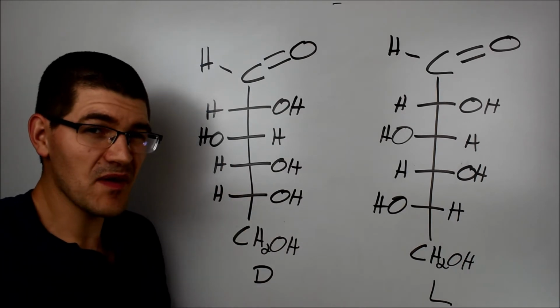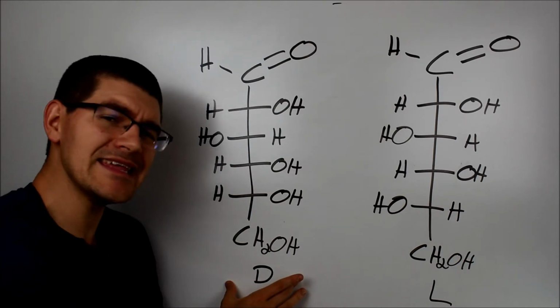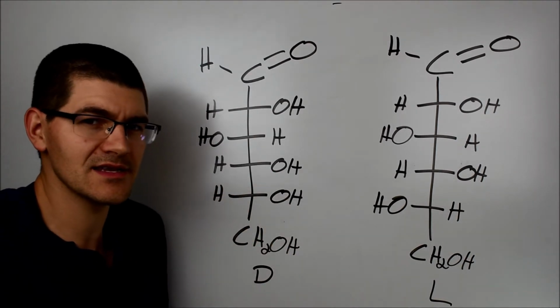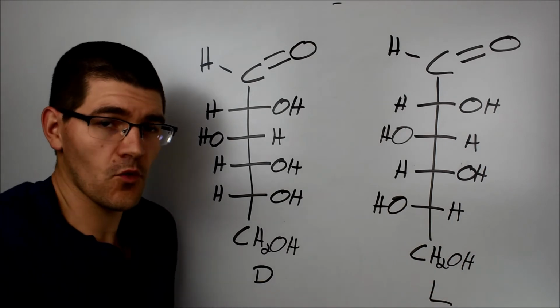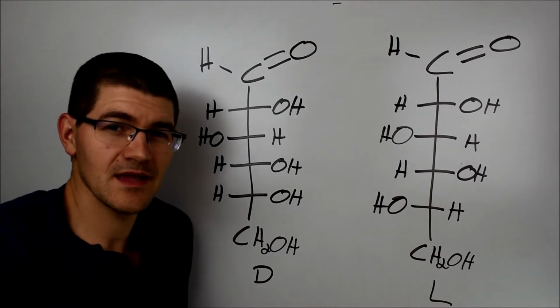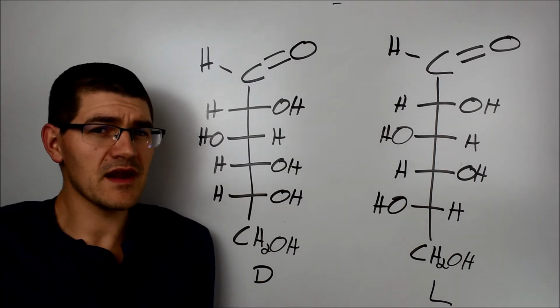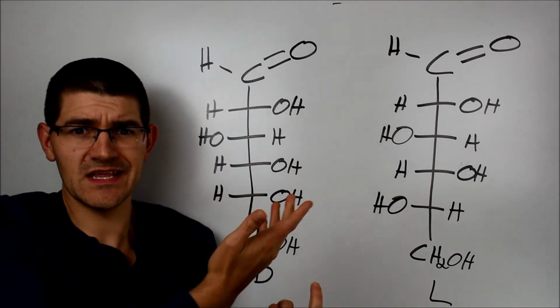What's interesting is the body can only metabolize this D isomer, so D-glucose is the only one that our human bodies can use. For some reason, L doesn't work, and it goes into some biological concept called the homochirality of life. That leads to all sorts of metabolic pathways like the one that you can see here.